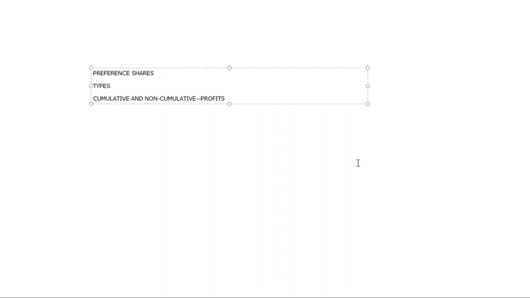So preference shares, all of these conditions are decided when they go for issuing the preference shares. These are in the Articles of Association. So here, it's not compulsory that the preference shareholders should always be cumulative.